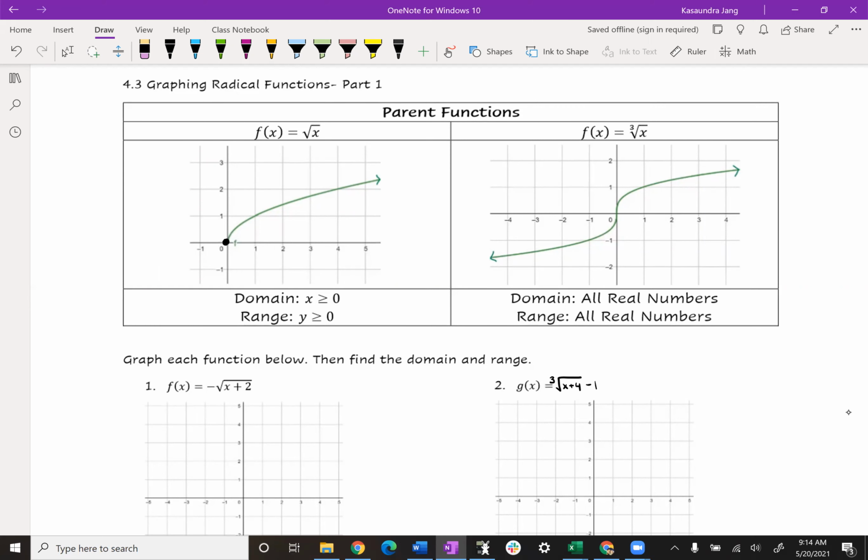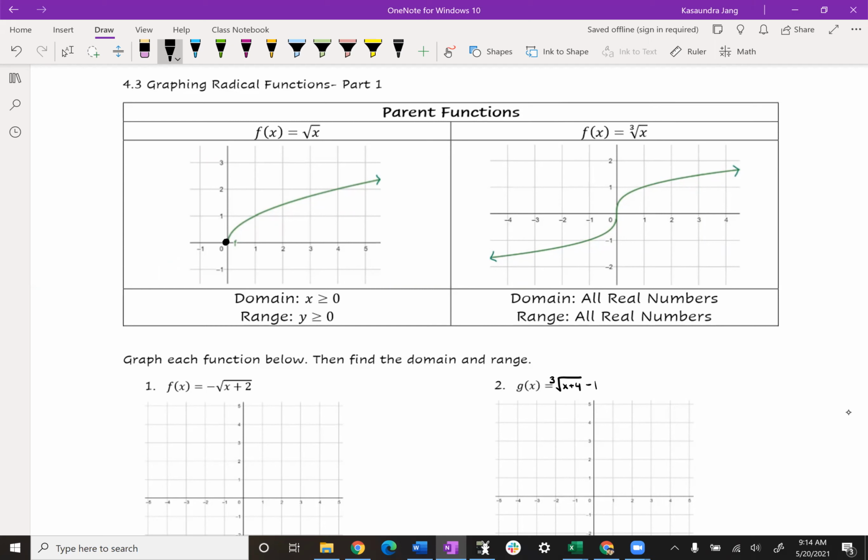Now, the domain and range for your cube root function is all real numbers for both, meaning I do hit all positive, all negative x's. So my domain is all real numbers. I also hit all positive and all negative y values. So my range is all real numbers. All right, so this is my parent function.